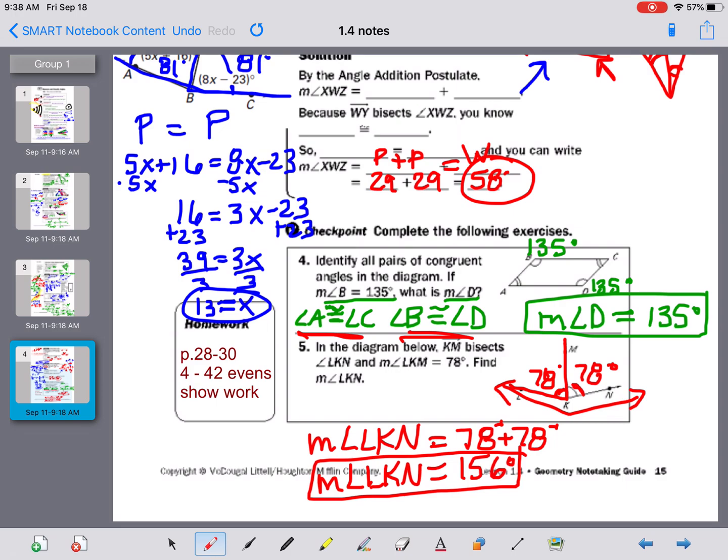So for homework, we are in the book. Page 28 through 30, 4 through 42 evens, show your work. I think I need to double check on your calendars. I may have made a mistake on a calendar here. So definitely go with this one, page 28 through 30, 4 through 42 even. Show your work where you need to. That's 20 questions. It's not too bad, right? Give me an email if you're not sure on something.